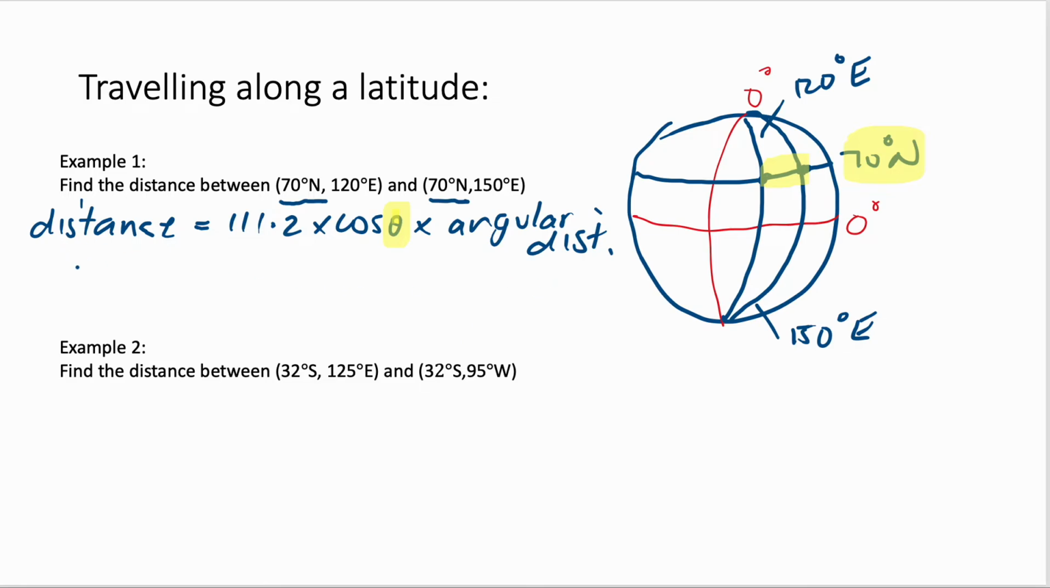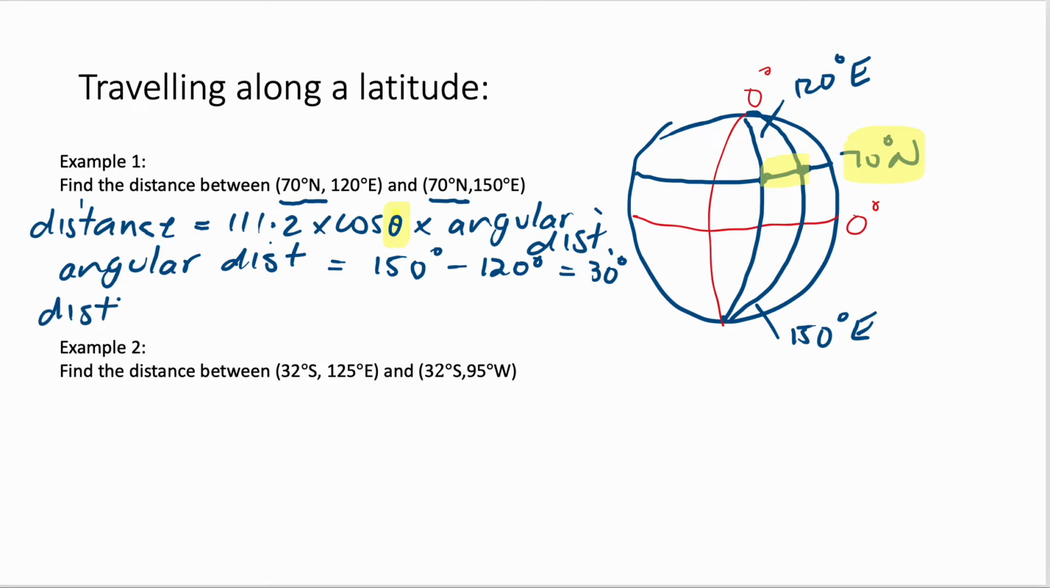Now we still need to calculate the angular distance, and we're doing that in a similar way to what we did when we were traveling on a longitude. Notice both of our locations are east, so if they're both east, we're going to subtract. 150 degrees minus 120 degrees is 30 degrees. If they're both east or both west, we subtract. Now I can put that into the formula.